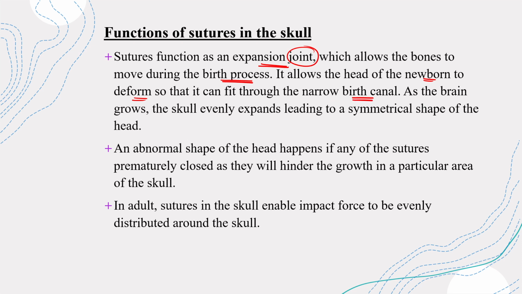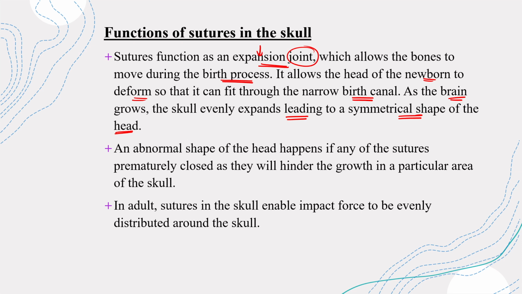As the brain grows over a period of time, the skull expands, leading to a symmetrical shape of the head. Sutures facilitate that expansion. As the brain grows, the sutures expand and the skull becomes bigger. So it facilitates that process.